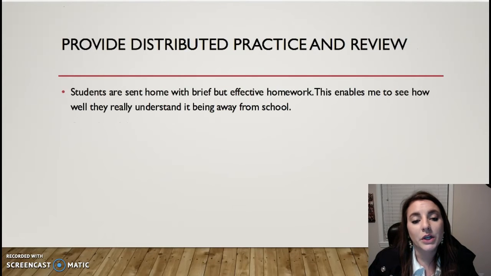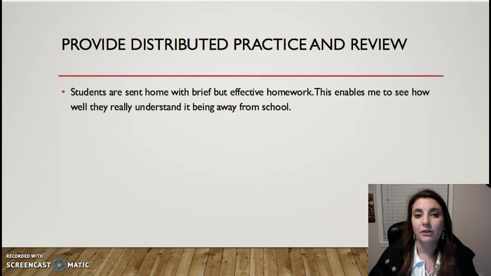The last thing to do would be to provide distributed practice and review. For me, this is where I send home homework in 5th grade. I feel like homework should be a priority and you should start learning how to do it because it's not long till you hit junior high and you have to do it. I don't send a lot, but I do send it. So students are sent home with a brief but effective homework.